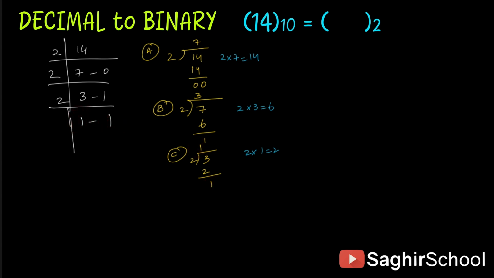The final part is the reverse collection of the numbers, which are 1, 1, 1 and 0, which will equate to the decimal number 14 which was asked to be converted to binary. 1110 is the binary equivalent of the decimal 14.